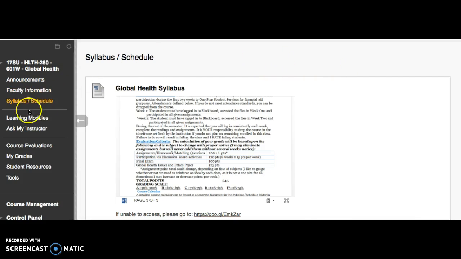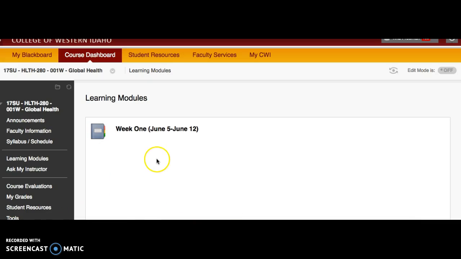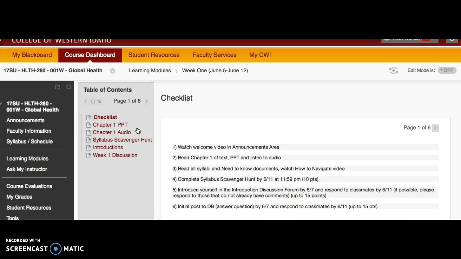I set our Blackboard up in a learning module style format. So each week we will have a learning module posted, and within that learning module we will have a checklist and all of the assignments and documents that you will need for the week other than the textbook. So very straightforward. I try to be very organized with this.